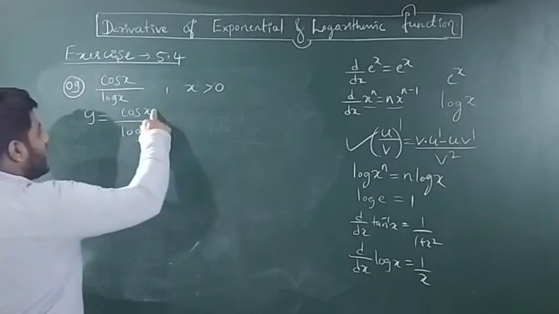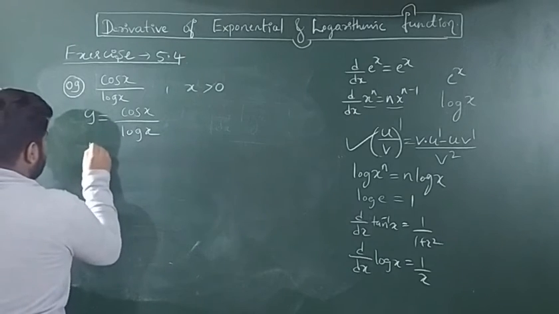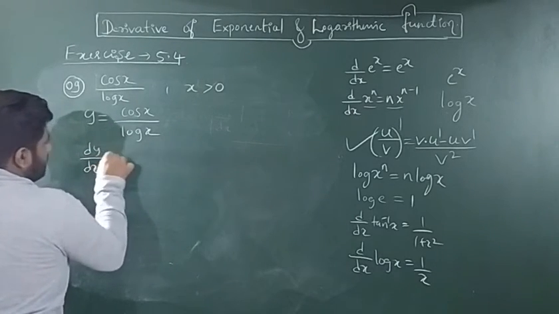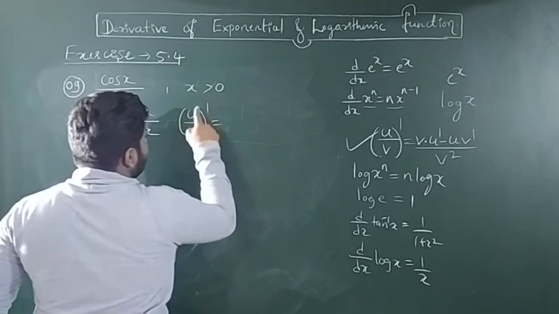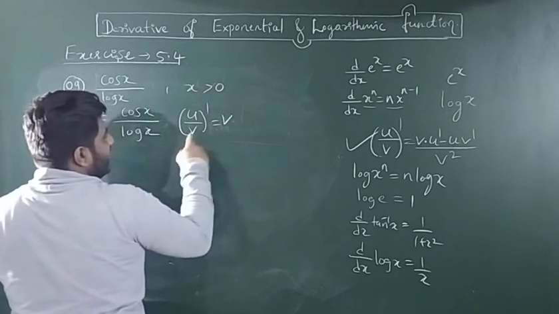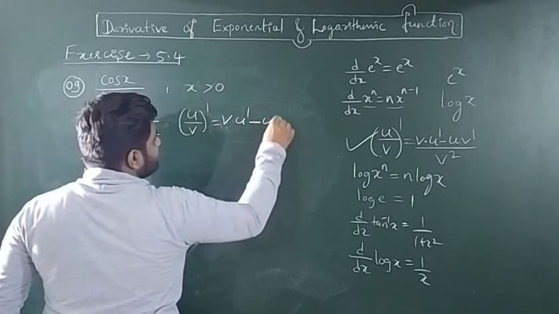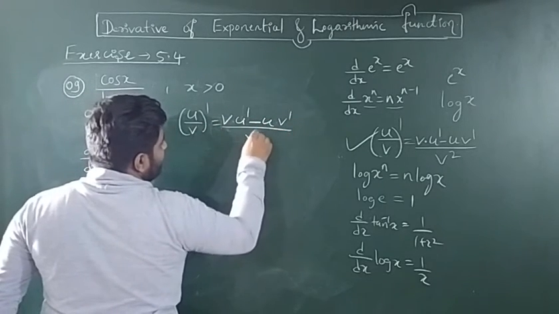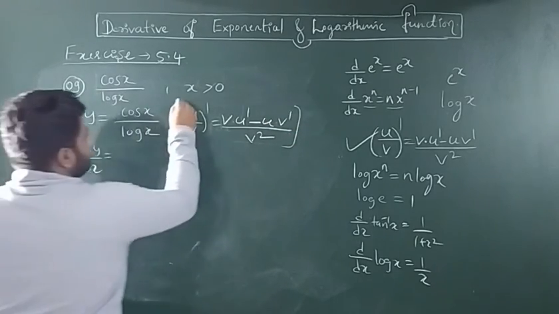So what is the numerator here? Cos x. What is the denominator? Log x. So go on proceeding now. dy by dx. Which formula did we use here? The u by v rule. u by v whole dash equal to v, denominator as it is, derivative of numerator, minus the numerator as it is, derivative of denominator, divided by denominator square. So I use this formula here. Okay, so use this formula.